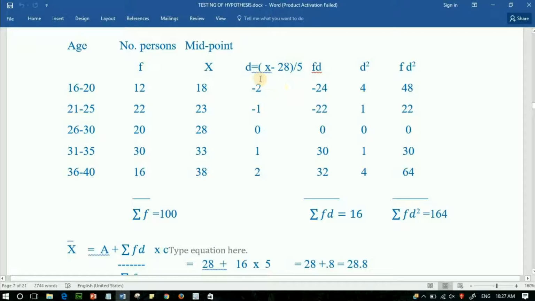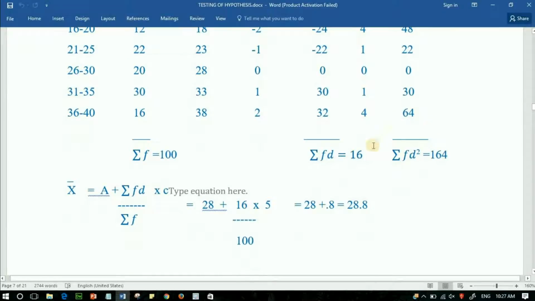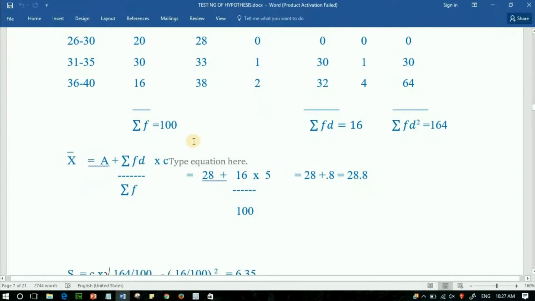And FD squared, you have to multiply F into D squared. There is confusion among students: it is not FD the whole squared, it is F into D squared. That is 12 into 4, equal to 48, 22 into 1 equal to 22, 20 into 0 is 0. Adding all these, we get sigma FD equal to 16, sigma FD squared equal to 164, and sigma F equal to 100.